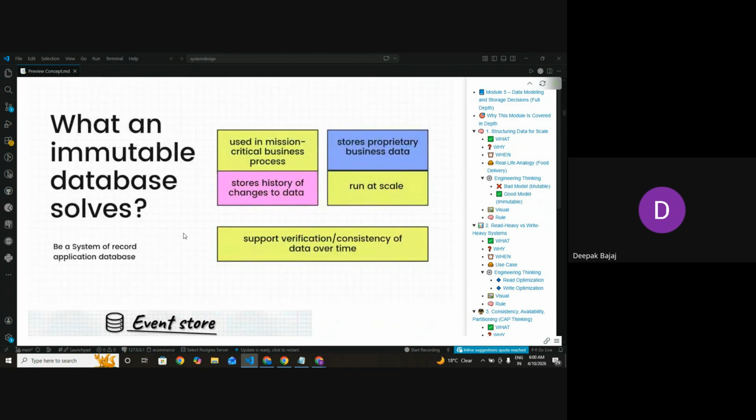What is an immutable database? A system to record application data used in a mission-critical business process. It stores the repository of business data and the history of changes to data. Mission critical, runs at scale, and supports verification of consistency of data over time.